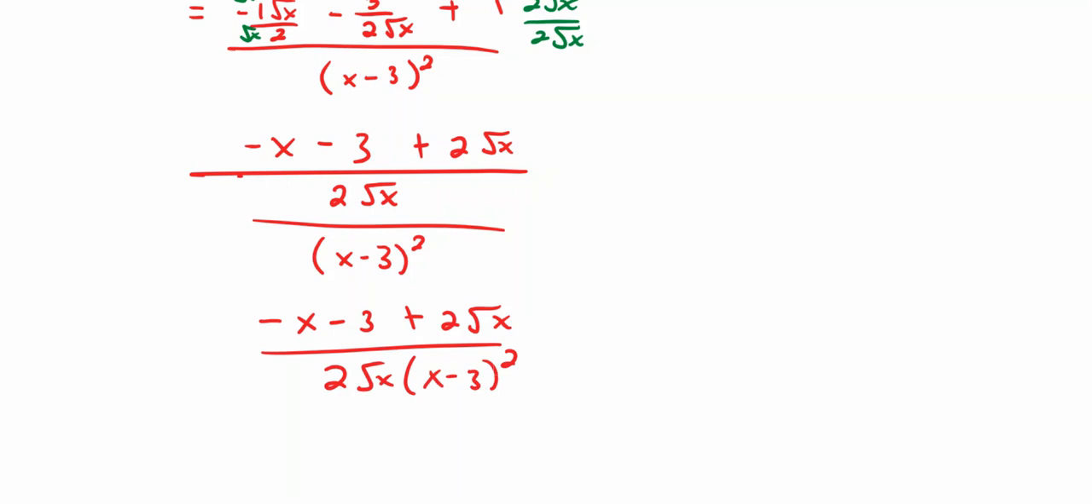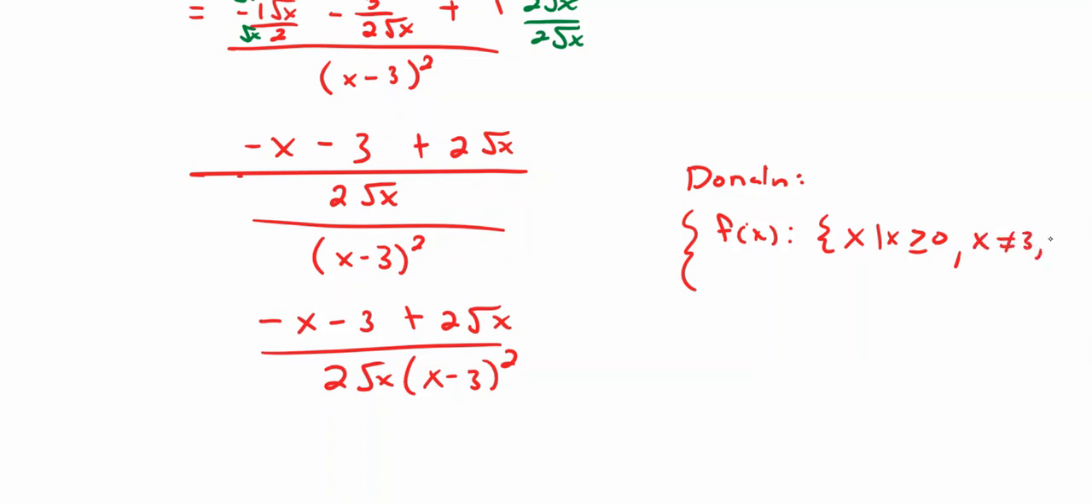All right, and then quickly let's just write out our domain here. So the domain for f of x would be x such that x is greater than or equal to 0, and x cannot equal 3, where x is a member of the real numbers.